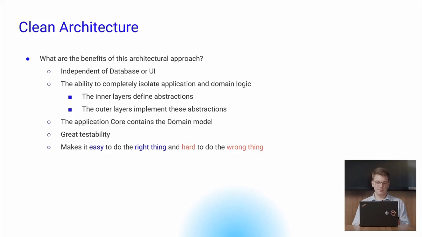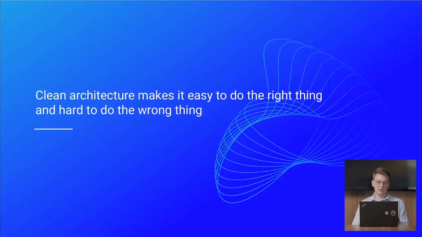This architecture is very testable because of the inner layers defining abstractions, which we can easily mock using any mocking library that you can think of. And another great benefit of the clean architecture is that it makes it easy to do the right thing and it makes it hard to do the wrong thing. So if there is one thing that I would like you to remember, it is that the clean architecture, when it is implemented properly, makes it easy to do the right thing and hard to do the wrong thing.